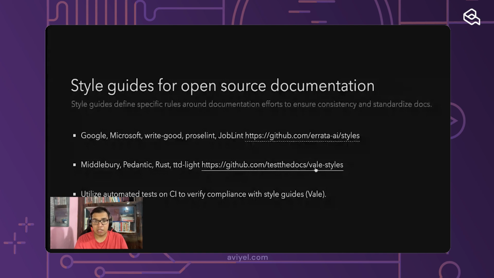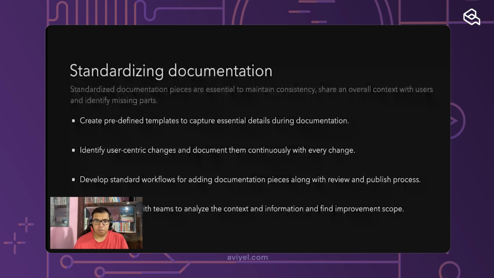So inside the docs repository, we have the Vale styles, which you can adopt for your own purposes. Or maybe if you want to just use those standard style guides like Google, Microsoft, write-good, or proselint, you can just go to Errata AI's styles repository and check out whatever is particularly suited to you. So how exactly should you be standardizing documentation right now?